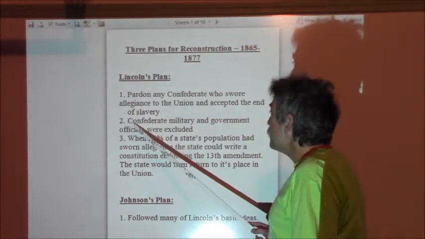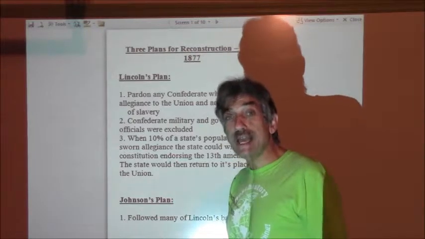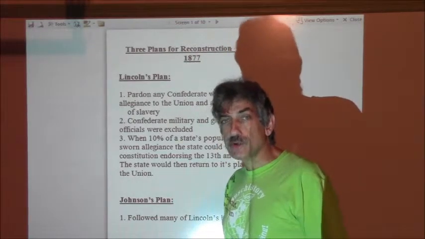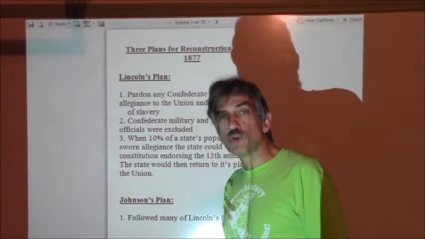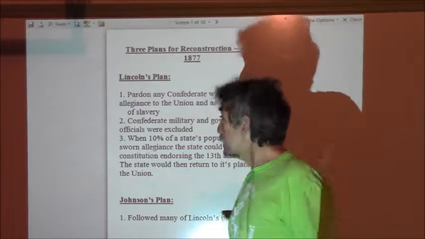Secondly, Confederate military and government officials were excluded. So if you led the Confederacy in any way, you're not going to be pardoned. You're going to be investigated and tried based on your role in the war. So everyone doesn't get off scot-free. Lincoln's not like that.